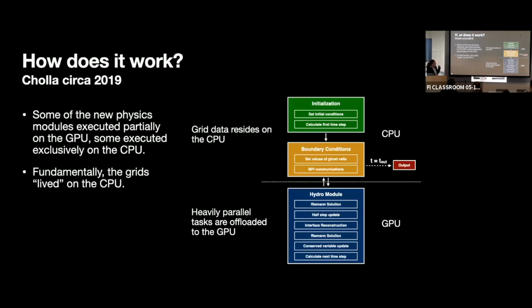And indeed, even when we started that project in 2019, there were also some of these new physics modules that Bruno added that executed partially on the GPU or even totally on the CPU. And this was a useful thing to do at the time, because you could have the GPU working on one piece of physics while the CPU was working on another, right? And it seemed like a good idea. But fundamentally, our grid lived on the CPU.